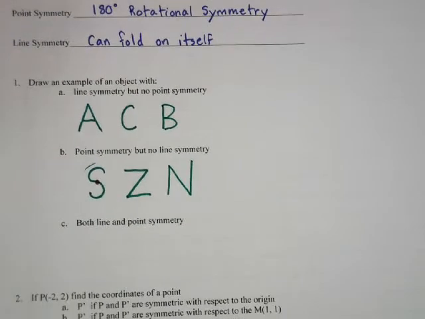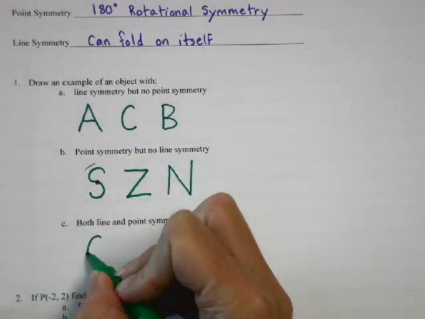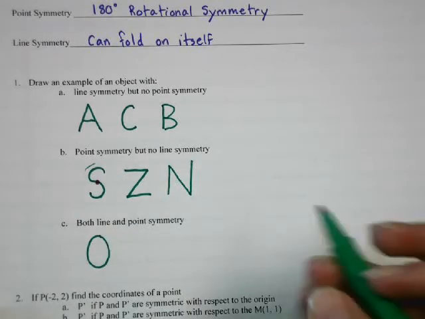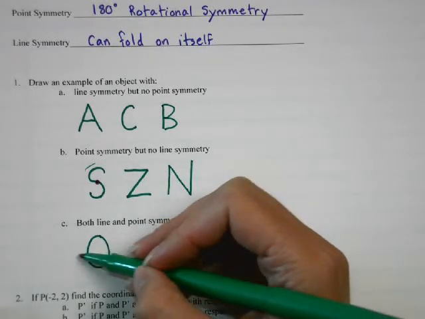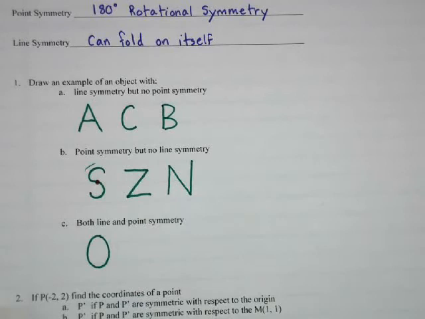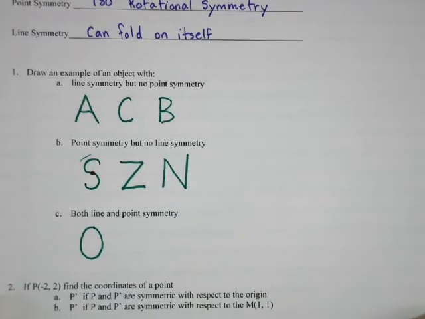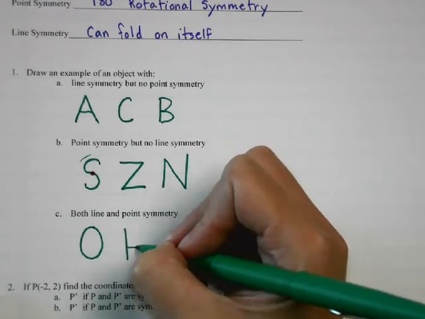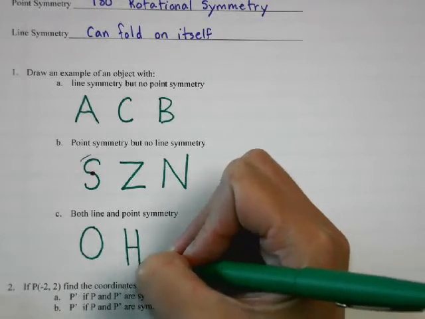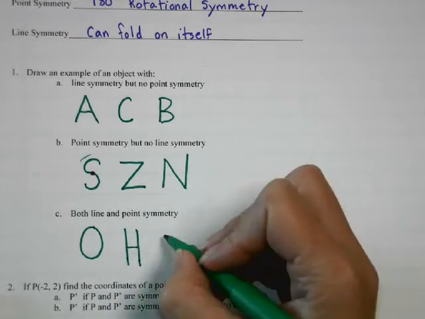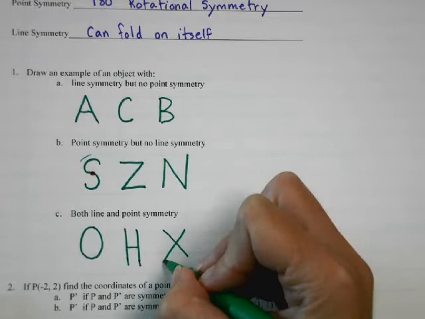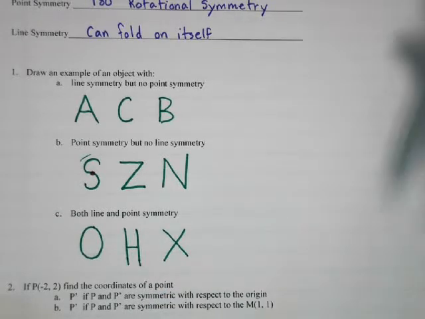Now, coming up with things that have both line and point symmetry is pretty easy. Everybody goes, well, letter O. Yep. There's a line of symmetry there, there's a line of symmetry there. If you turn it upside down, it's going to look the same. Capital letter H. And maybe an X.